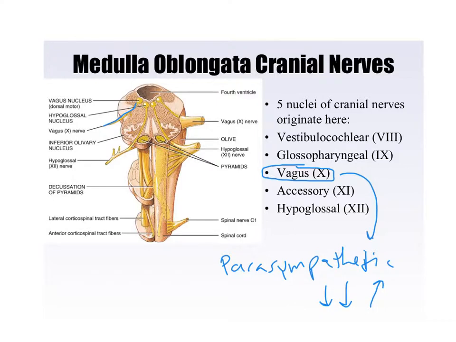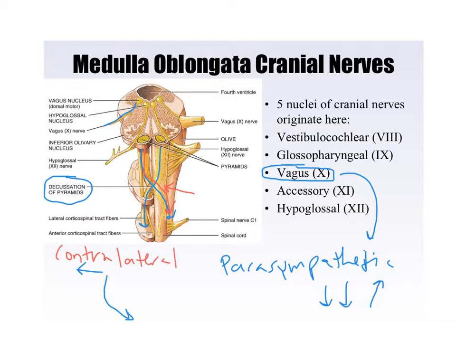Another thing you're going to see here is what's called the decussation of pyramids. This is where your sensory and motor nerves actually cross over. They cross over here at what's called the decussation of pyramids in the medulla. So this is why the left side of your brain controls the right side of your body, and vice versa. The right side of your brain controls the left side of your body. And that occurs right there at the decussation of the pyramids. You can see those nerve tracts crossing over right there. It's called contralateral.